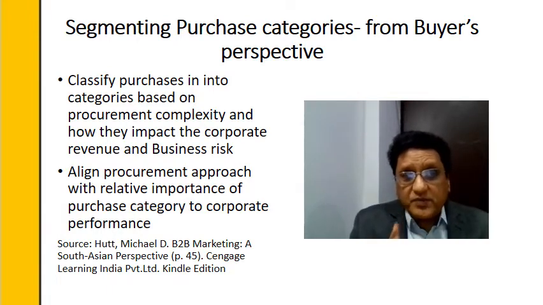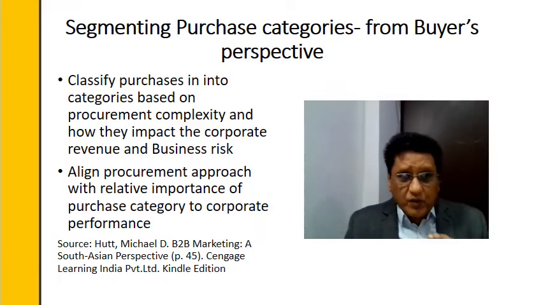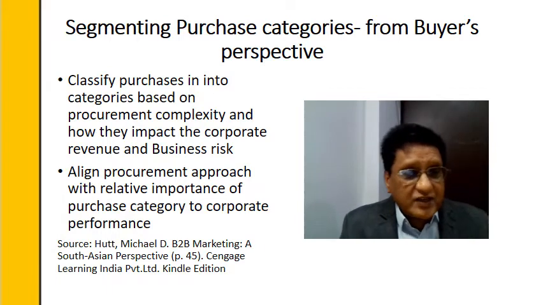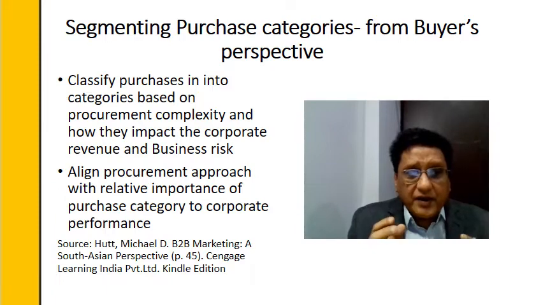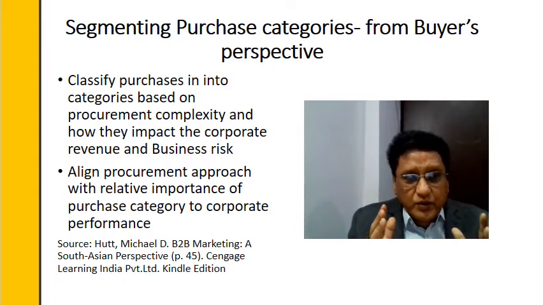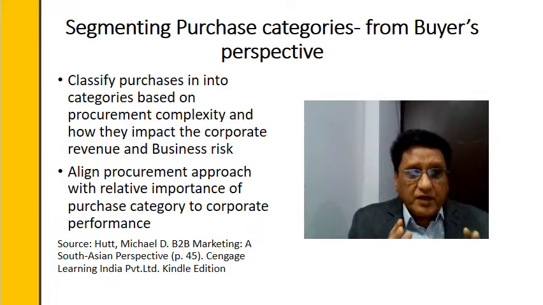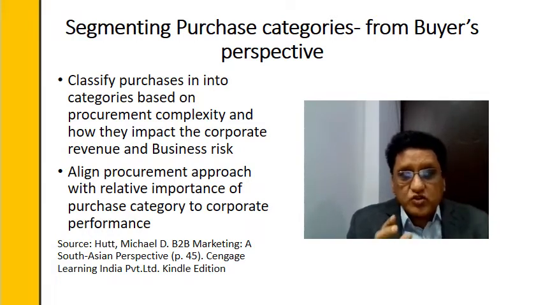So one is based upon procurement complexity, and second is how this decision will impact your corporate revenue or business risk. Let me again explain this in the context of power. You need to run your factory 24/7, so you need very strong backup supply.